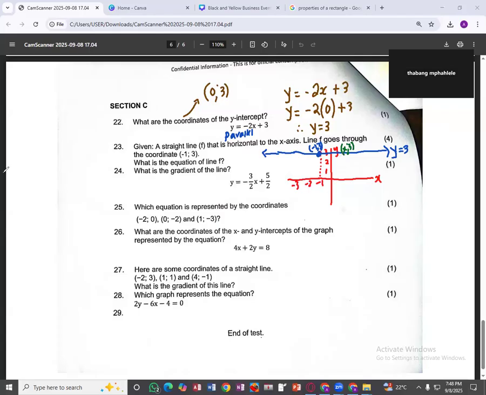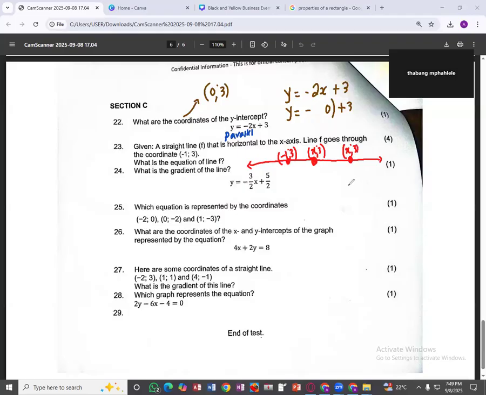Let me say it like this. When the line is horizontal, its y coordinate will not change. So let me say this is my horizontal line. And I know that at this point, I've got (-1, 3). It means that also at this point, I will have (x, 3). Also at this point, x will be something, y will be 3. The y coordinate does not change along the horizontal line. That is why we just say y is 3 at all the points. So the equation of this line is y equals 3.